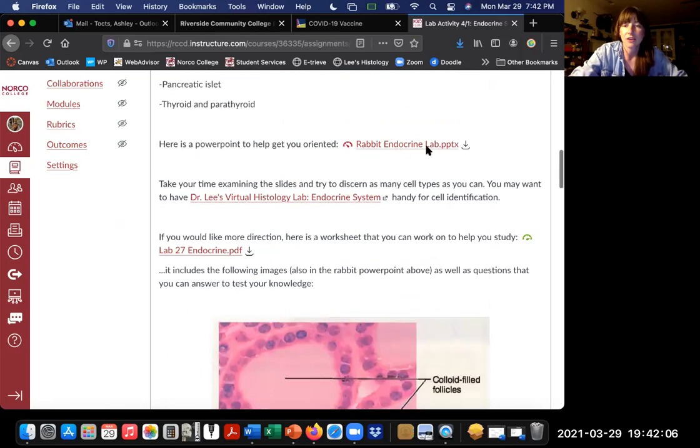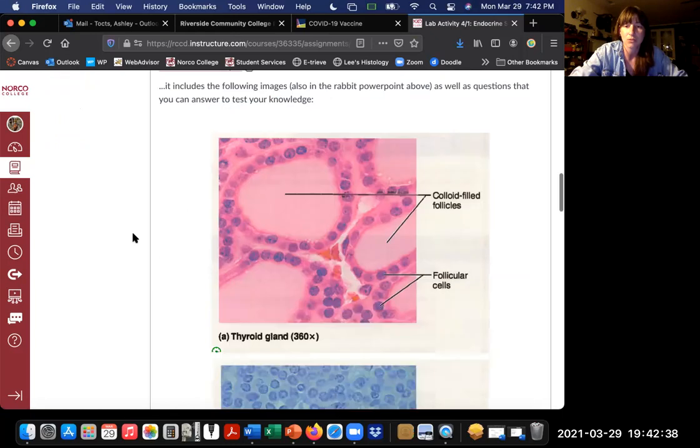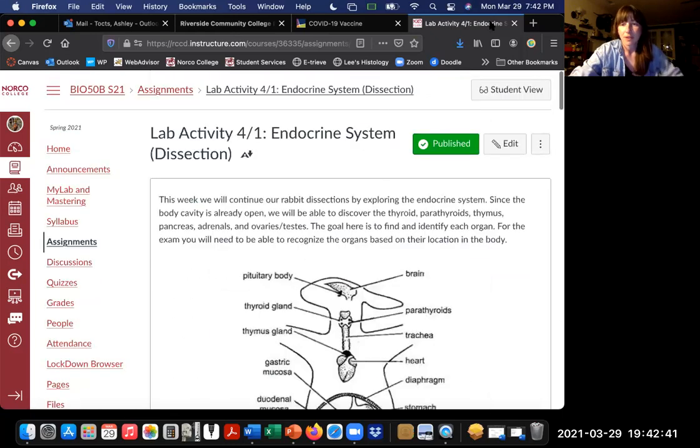So here's a PowerPoint of these images and more. Here's a link to Lee's virtual histology lab where you can find those beautiful endocrine slides that you can zoom into and find different structures in. This is a worksheet that some of the other labs are working with. If that interests you, it's answering questions based on the lab, and these images are from that. So if you wanted to have a little bit more direction, you are more than free to print this out and work from this worksheet. That's totally cool too. All right, you guys, so that's Thursday. And have a great week until then.